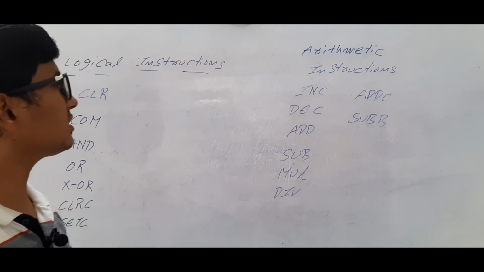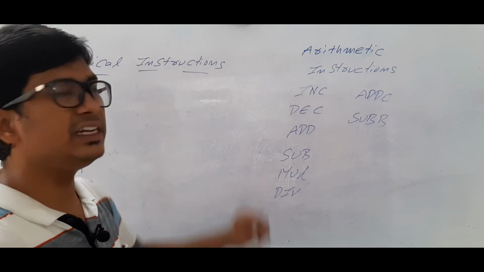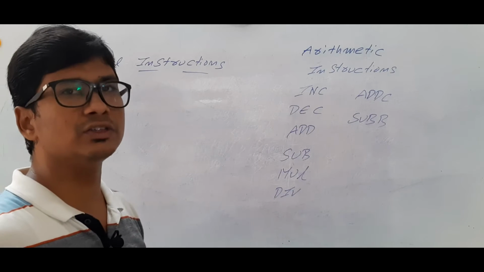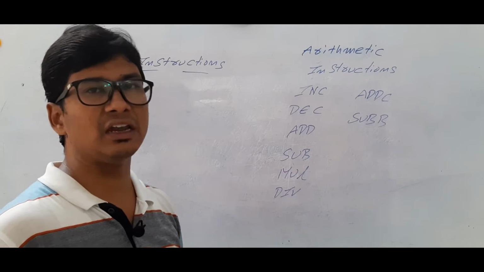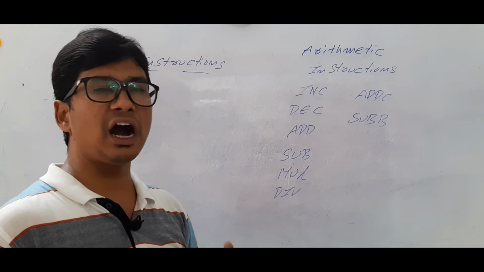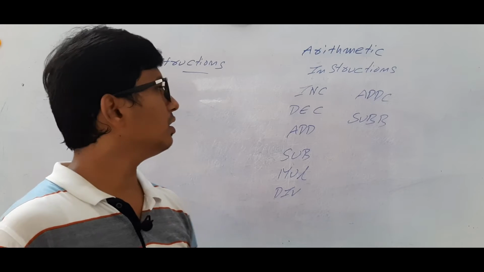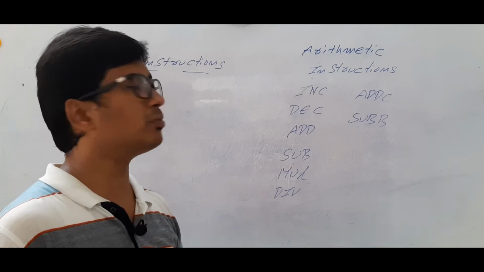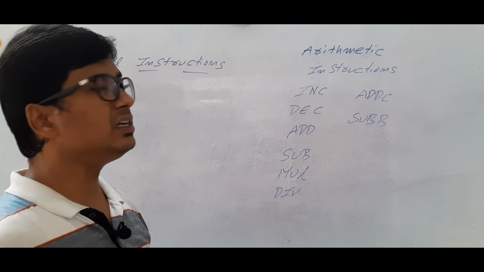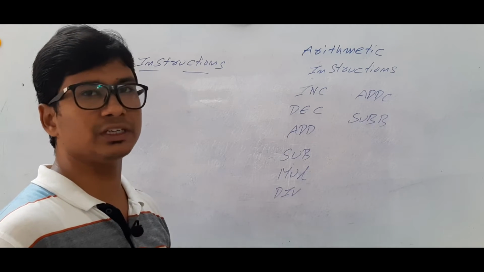In the arithmetic instructions, there are 8 types of instructions. One is INC. INC is useful for us to increment any value. Suppose you have given INC R1. If R1 has the value 5, it will be incremented to 6. Okay, this is useful for us to perform the increment. And the DEC instruction will be useful for us to perform the decrement operation.